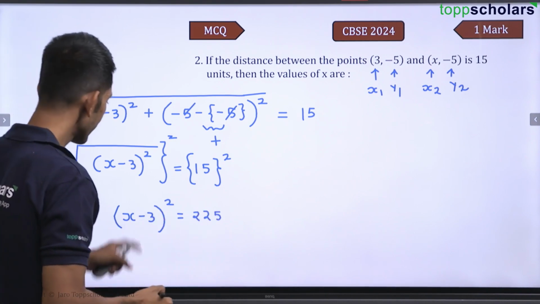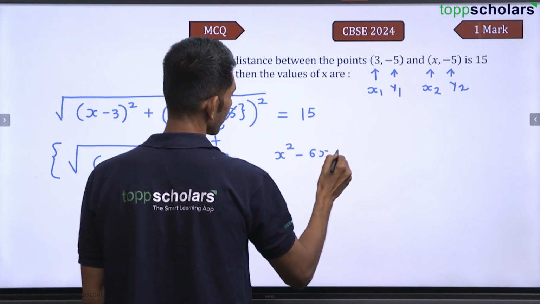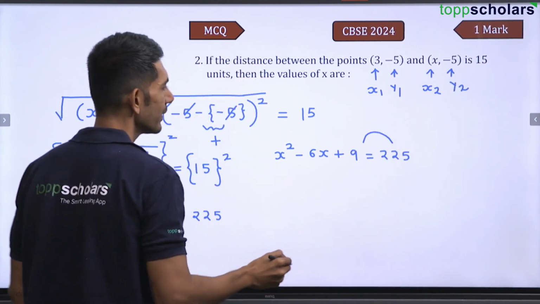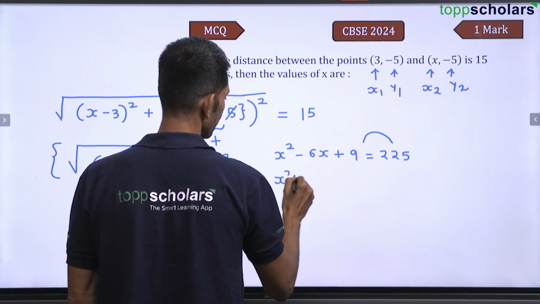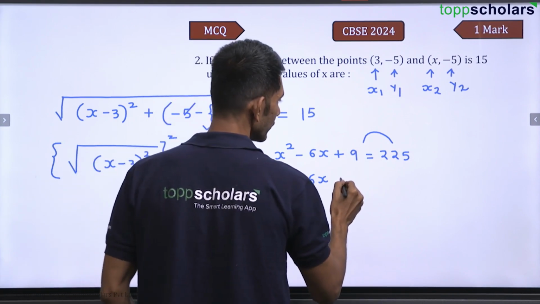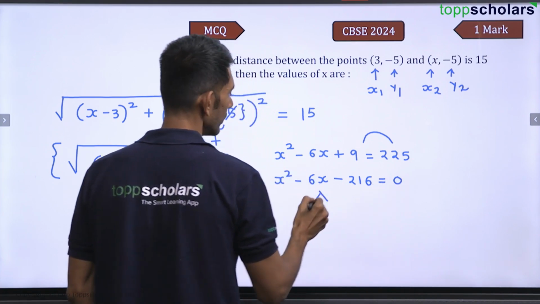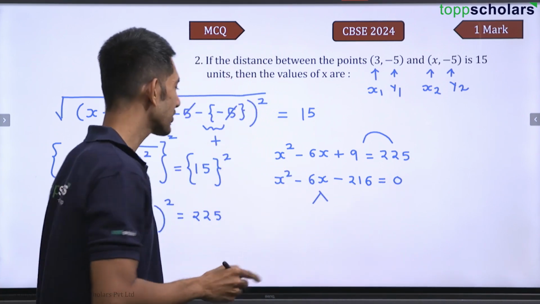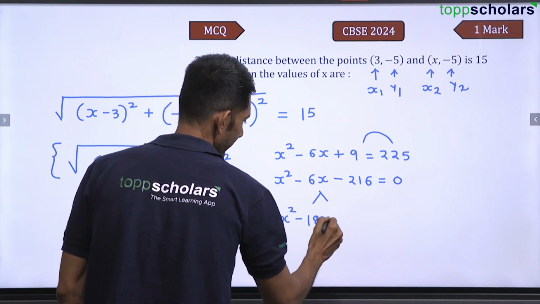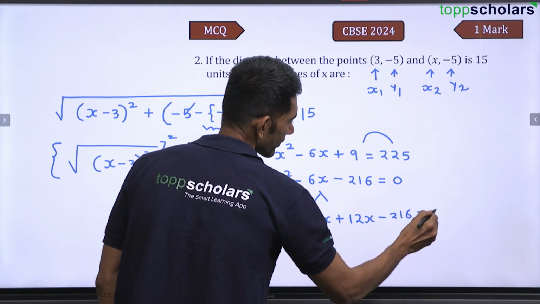Now we can expand this, that is x square minus 6x plus 9 is equal to 225. Then you can take it here, that is x square minus 6x, correct? And then this becomes minus 216 is equal to 0. So can I take minus 18 and plus 12? So this becomes x square minus 18x plus 12x minus 216 is equal to 0.